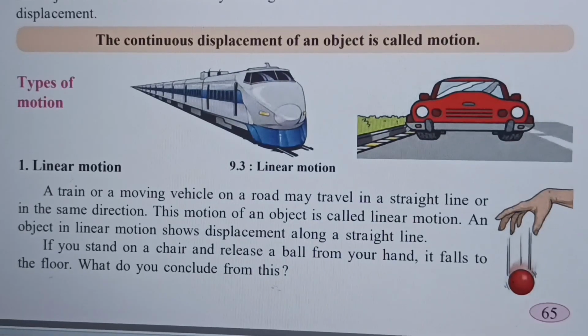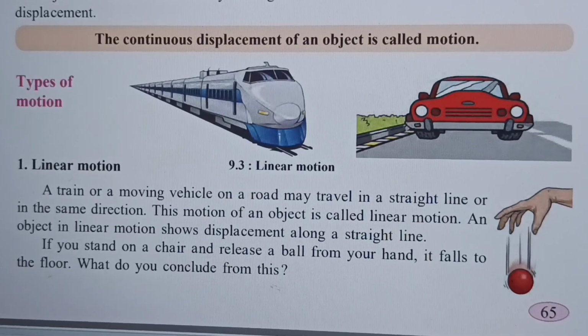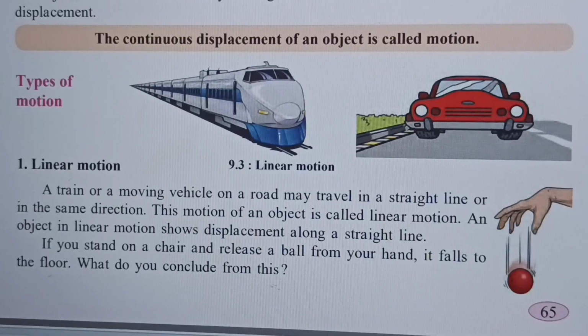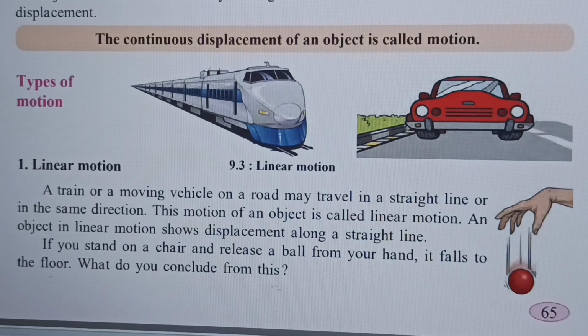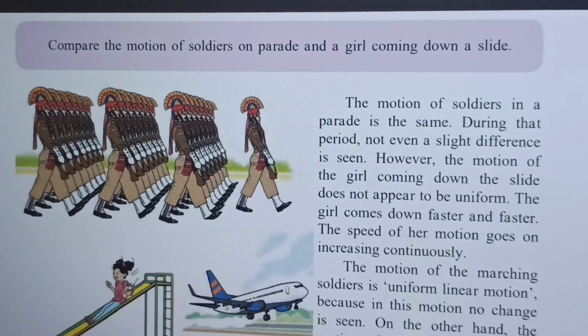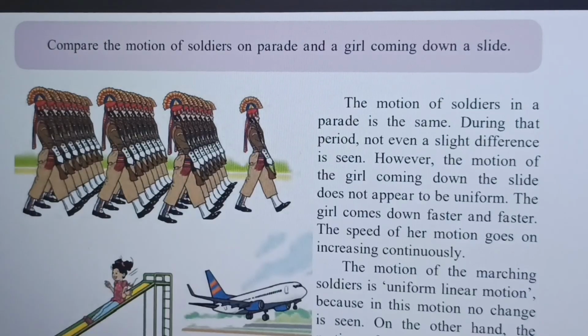Next, learn the types of motion. The first one is linear motion. So we will see what is linear motion. It is given here: a train or a moving vehicle on a road may travel in a straight line or in the same direction. This motion of an object is called linear motion. So when something is going in a straight way, it is called linear motion. It can be a car, a train, or a ball. You can see here a ball that is falling down, so it is going straight. This is called linear motion.